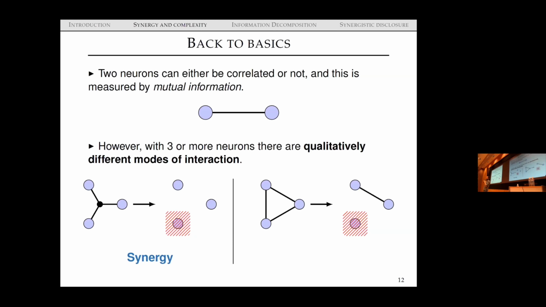The one on the right, I'm going to call it synergy. And the one on the left, I'm going to call it redundancy. And the meaning of those will become mathematically clear in a few slides.